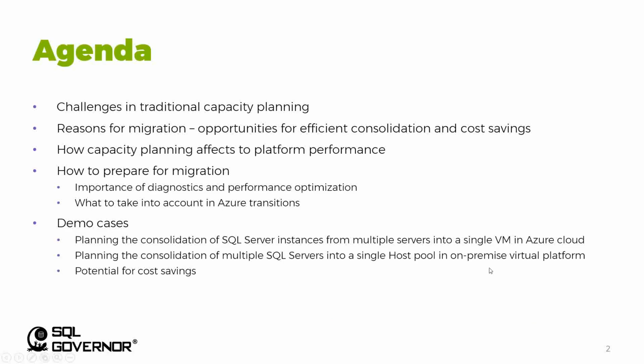Okay, the agenda. First of all, I'm going to go through the challenges in traditional capacity planning. What are the typical use case scenarios, the problems that need to be taken care of. Then reasons for migration and how the capacity planning affects the system performance. Then a few things about how to prepare for migration. I'm going through the importance of diagnostics and performance optimization as a part of the migration project, and then also what to take into account in the Azure IaaS transition in this particular case.